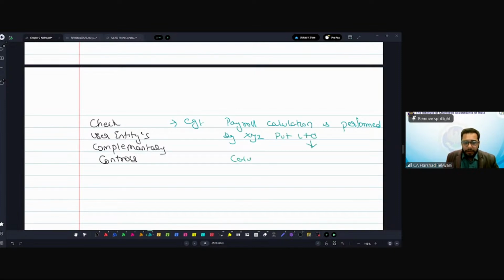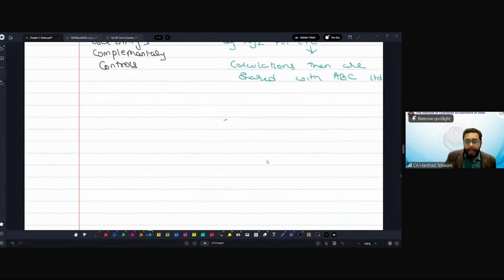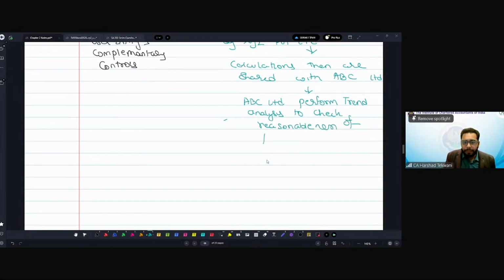The calculations are then shared with ABC Limited. ABC Limited performs trend analysis to check reasonableness of payroll payment.